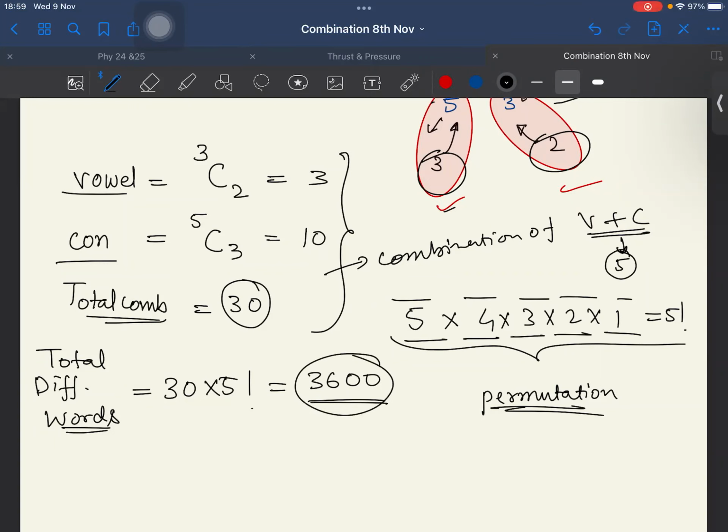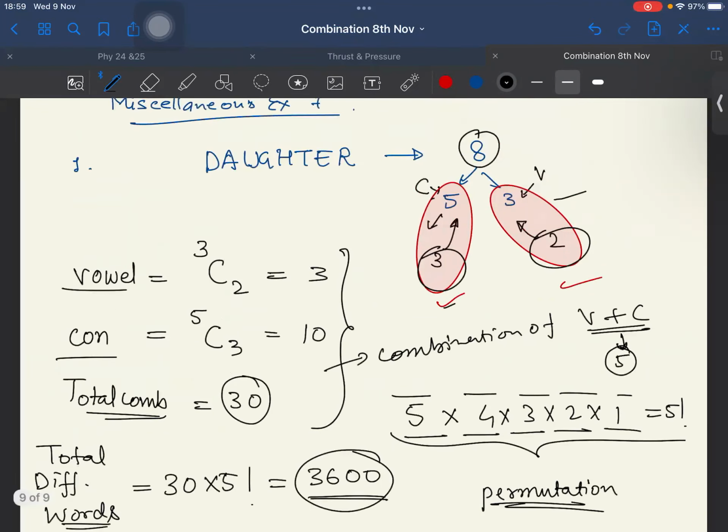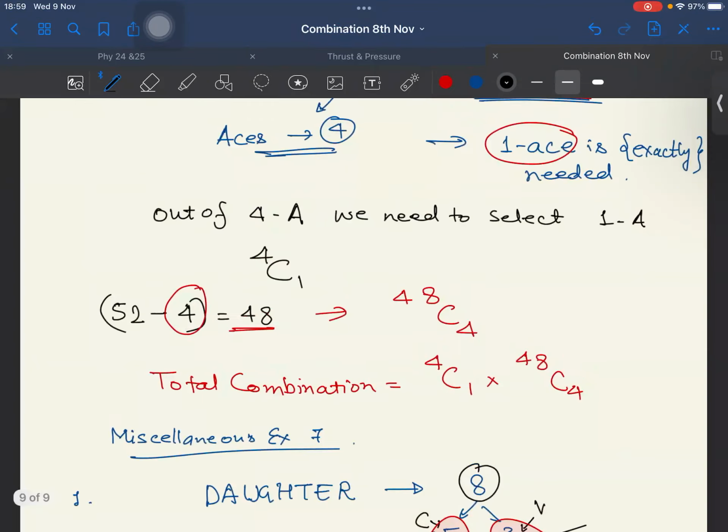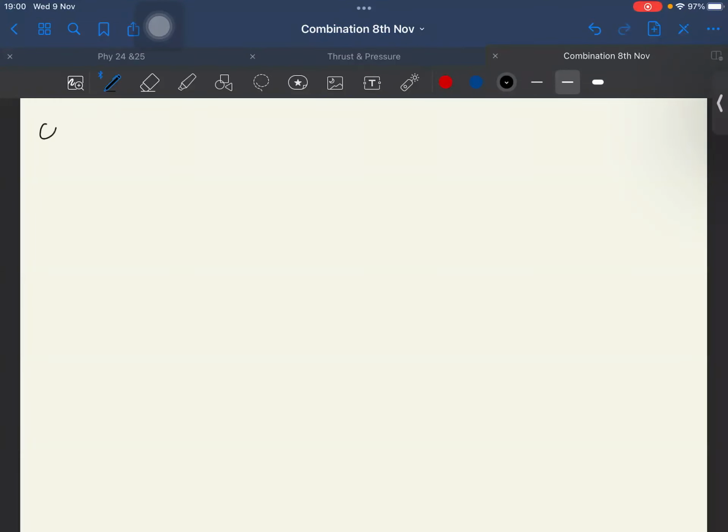Understood or not? Let's solve one more problem if you haven't understood it properly. Let's solve question number 3 of that same exercise. A committee of 7 has to be formed from 9 boys and 4 girls. In how many ways can this be done when the committee consists of exactly 3 girls, at least 3 girls, or at most 3 girls? That means a maximum of 3 girls. Let's try this.